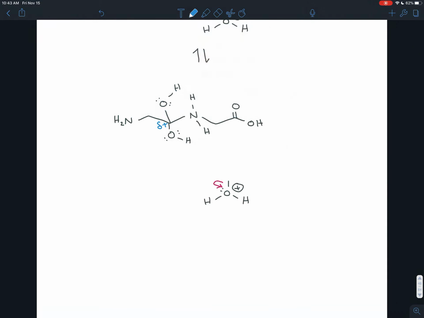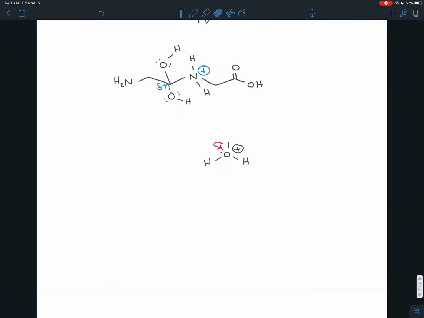And that nitrogen now has 4 bonds, which means it has a full positive charge. And the hydronium lost the H+, gains the electrons from the bond. Those go to stabilize the positive charge there. So now that's just water.